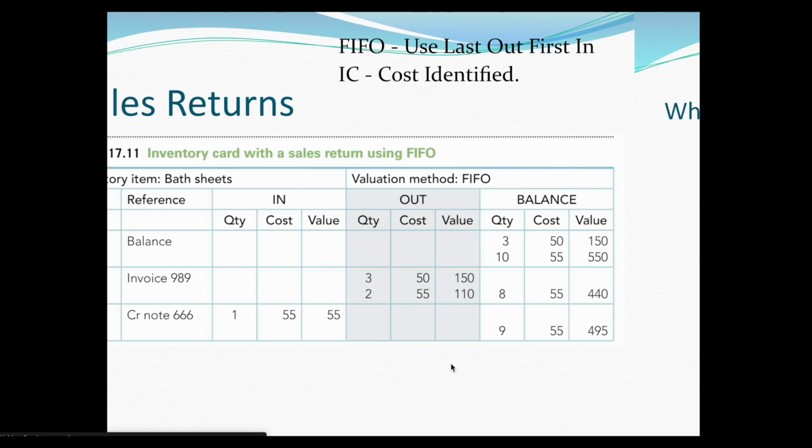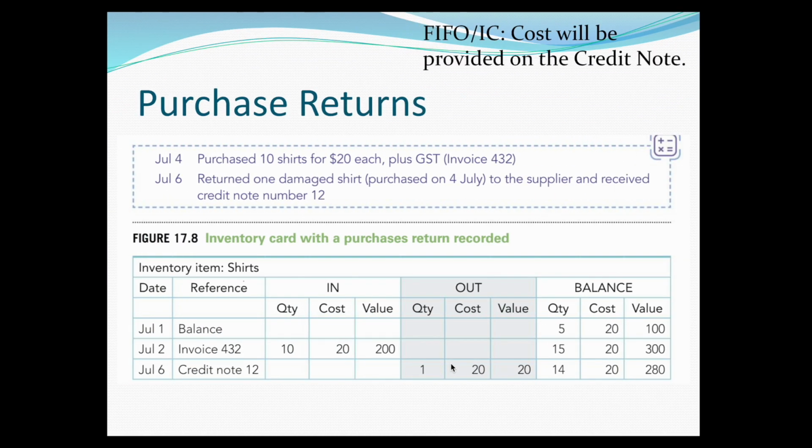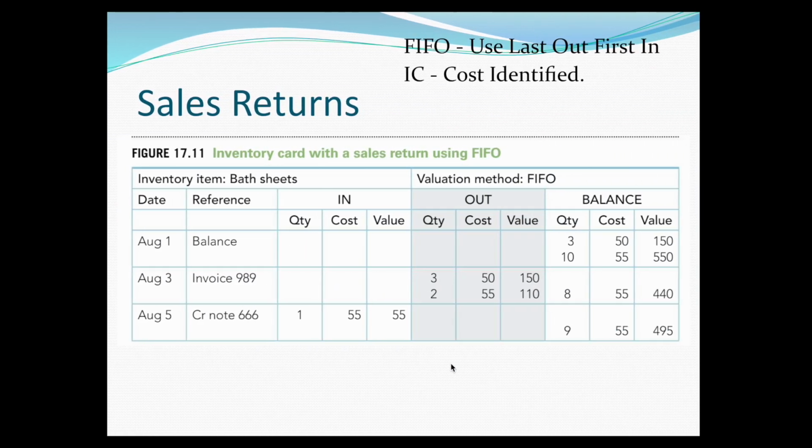All right, quick thing, when we have FIFO, we're always assuming, let's say in this card, which piece of inventory came in first. Well, on August the 1st, you had a quantity of 3 at $150. So of course that came in first, right? But on August the 3rd, the inventory that cost $50 came in first. So that's the one that's going out first.